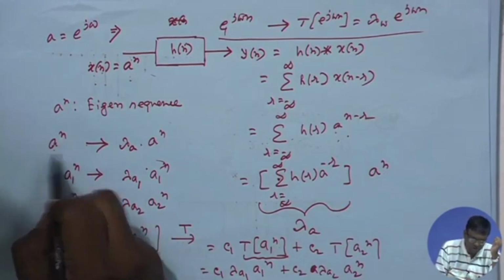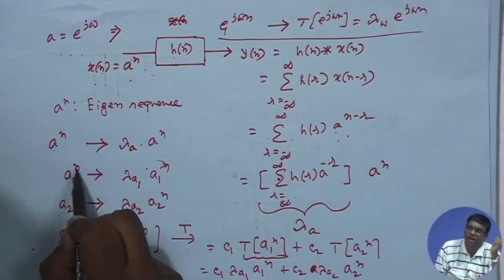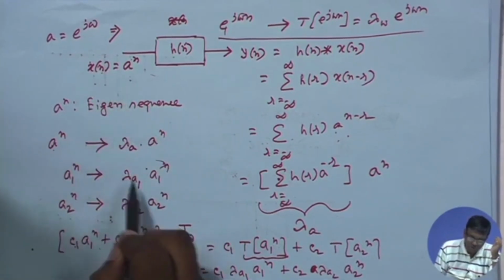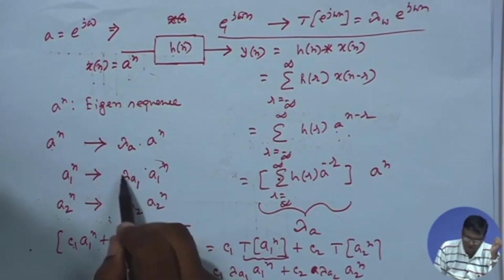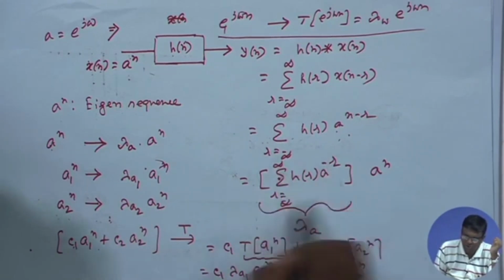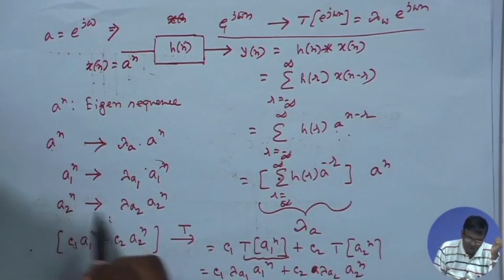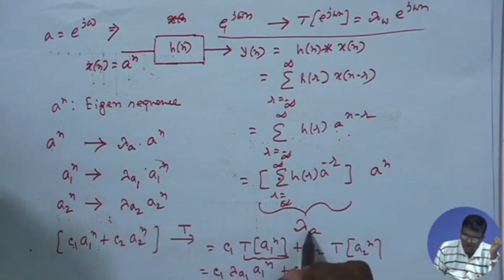Suppose I have one sequence, some constant a1 to the power n, and if I input it, it gives me an output a1 to the power n only, but multiplied by some constant, some eigenvalue lambda(a1). That is, in this summation, instead of a, you put a1, whatever you get is lambda(a1). Similarly, if I input a2 to the power n, I know from this I will get the output lambda(a2) a2 to the power n. What is lambda(a2)? Here, instead of a, put a2.